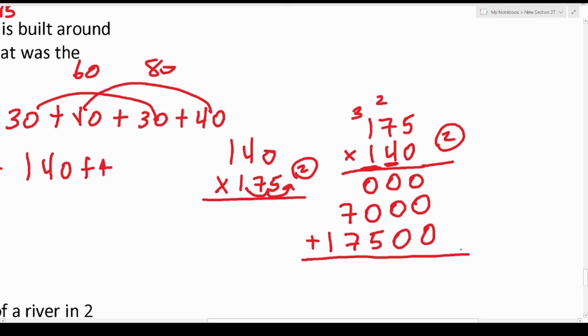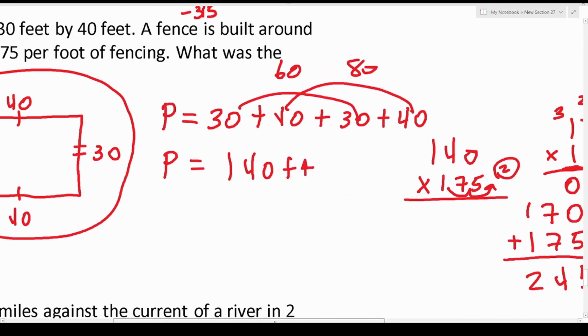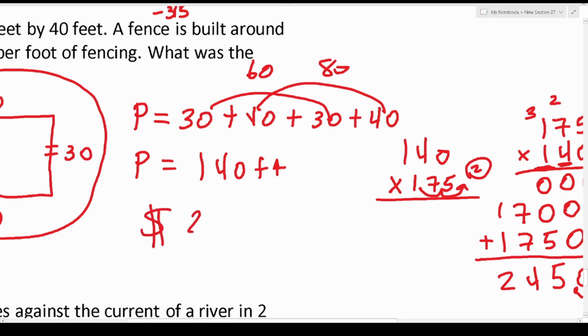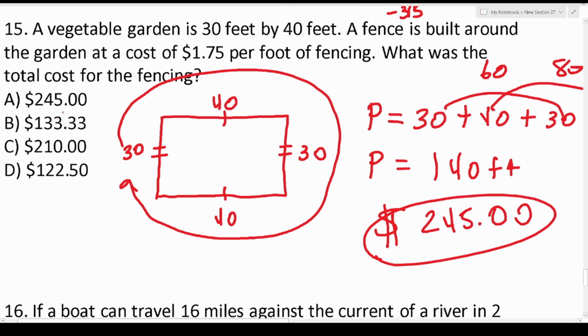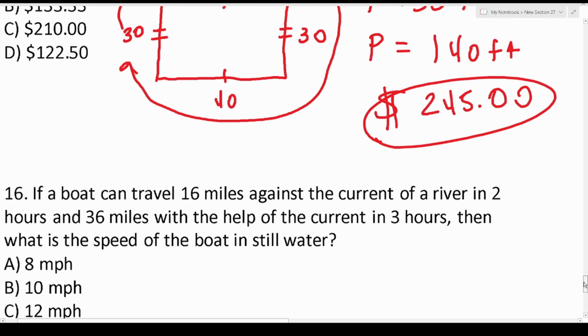Let's add this all up. 0 plus 0 plus 0 is 0. 0 plus 0 plus 0 is 0. 5 plus 0 plus 0 is 5. 7 plus 7 is 14. Carry a 1. 1 plus 1 is 2. Bring in our 2 decimals. So we can see that it's going to cost $245 to enclose this vegetable garden with fencing if it costs $1.75 per foot of fencing. So the answer to this one is A. Okay, so that's that one.